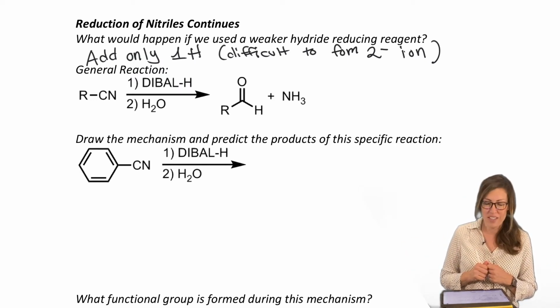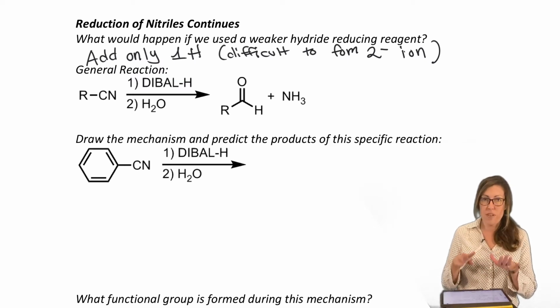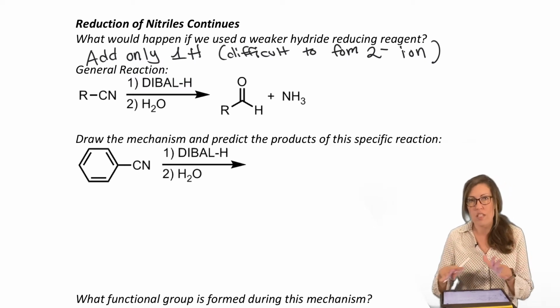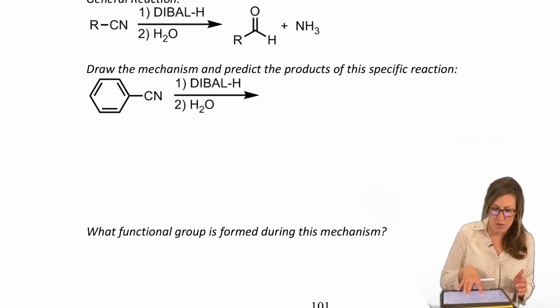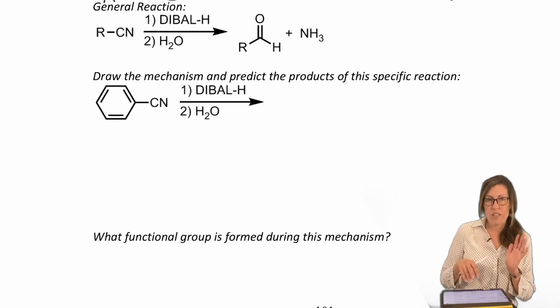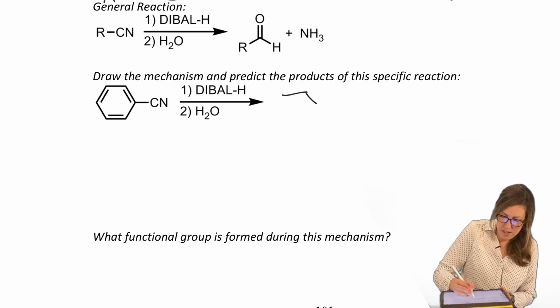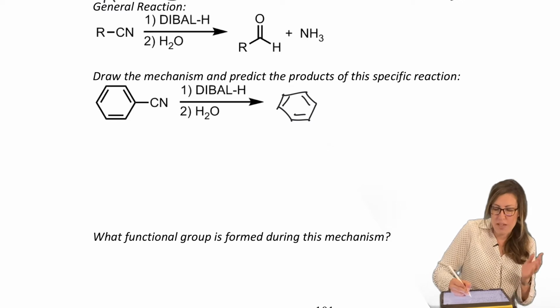Diisobutyl aluminum hydride, remember that one? So that'll stop at the aldehyde. So how does that work? And I'm simplifying this once again because we've already done the whole reduction mechanism section, so we're not trying to redo that part. We're trying to see how did we get to an aldehyde instead of an amine, for example.